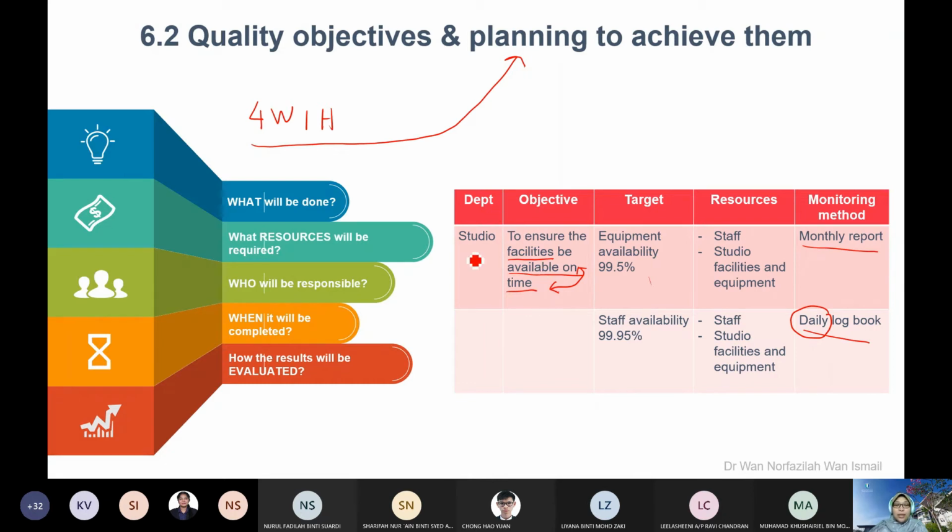Okay, so department laboratory. What is the objective? To ensure all the raw materials are new. So those that are expired, discard them. Okay, so that is your objective. So what is your target? Okay, what are the resources? Who should handle checking the expired date?